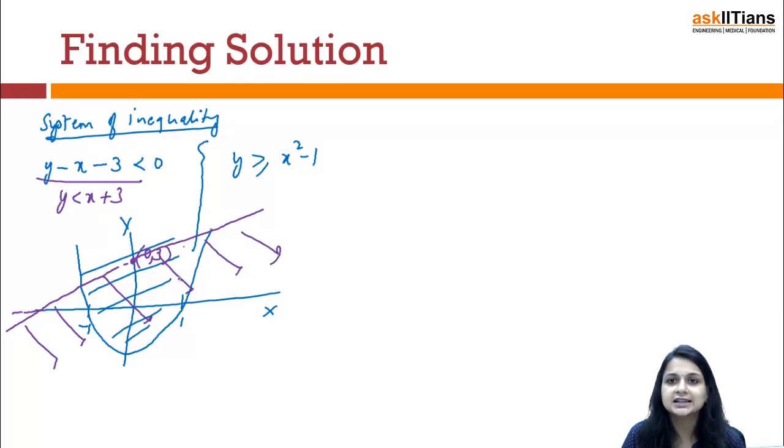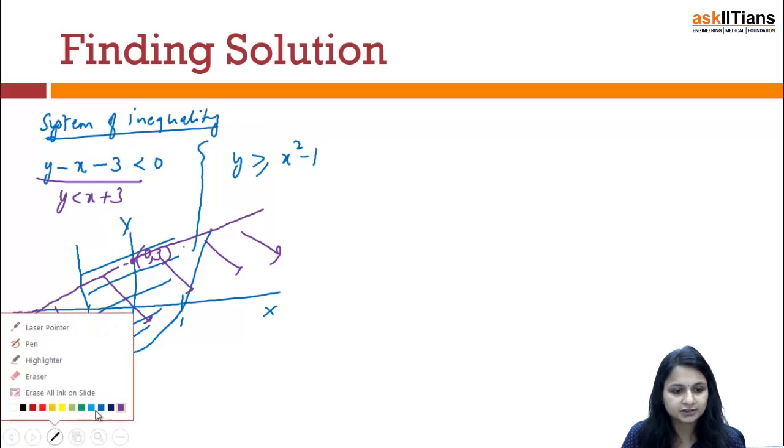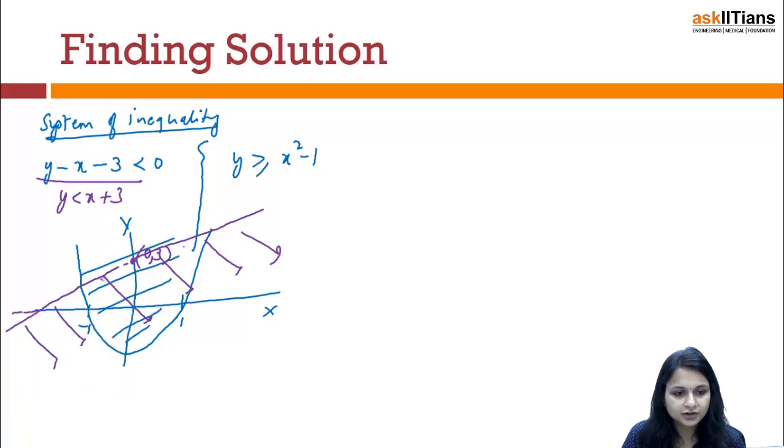Now you can easily see the overlapping region is, let us draw it in some other color. So the overlapping region would be only this much. This represents the complete solution.